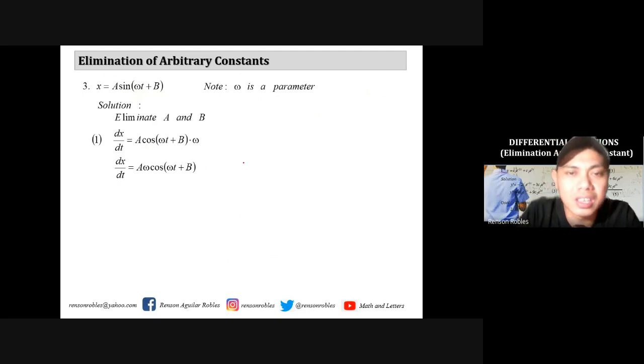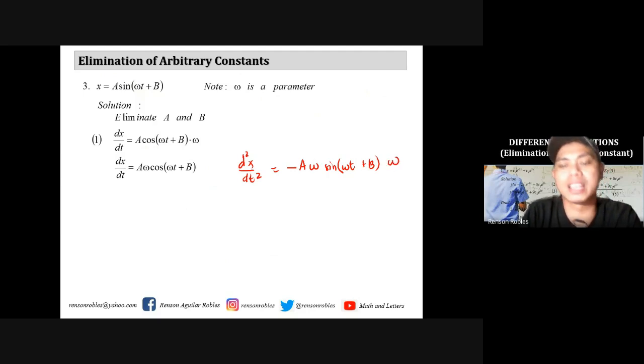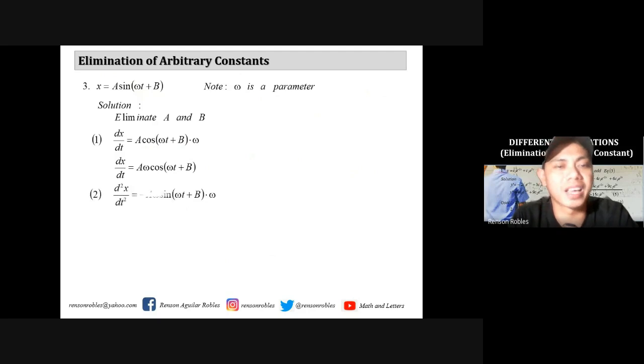Differentiating this again, you have the second derivative of x with respect to t. You copy a omega, you differentiate cosine, that's negative sine. You copy omega t plus b, and then you differentiate omega t plus b with respect to t, we'll have another omega, and that will lead us to negative a omega squared sine of omega t plus b.